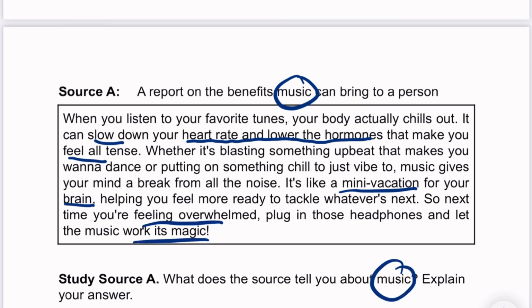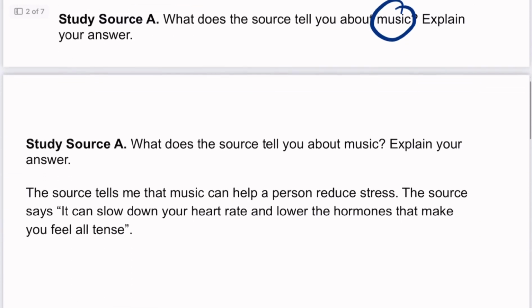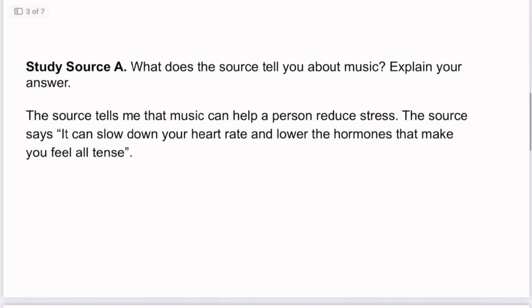So they ask you, what does the source tell you about music? Of course, this is not an inference or description video, so everything has been done already here. We just want to look at the explanation. In terms of your inference, music can help a person reduce stress, and you can see that this evidence shows how a person can reduce stress by listening to music.